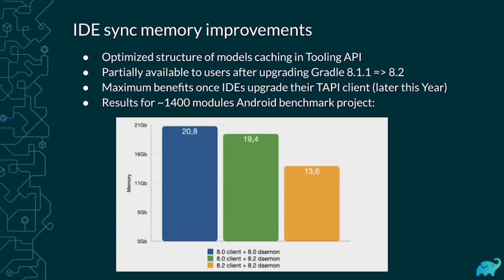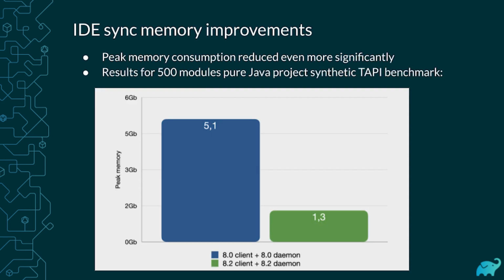But maximum benefits will be available as soon as IDEs upgrade the API client to version 8.2. In this graph, you can observe the results of memory consumption for a relatively large Android build. Here you can observe the improvement that 8.2 brings. However, peak memory consumption reduces even more dramatically.